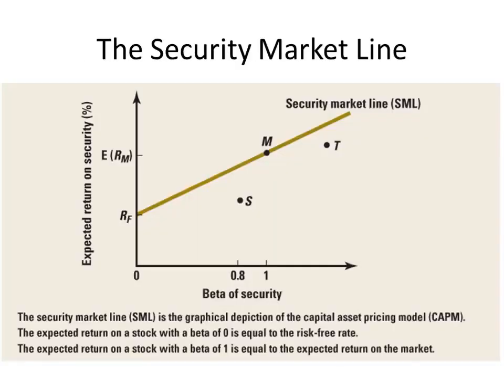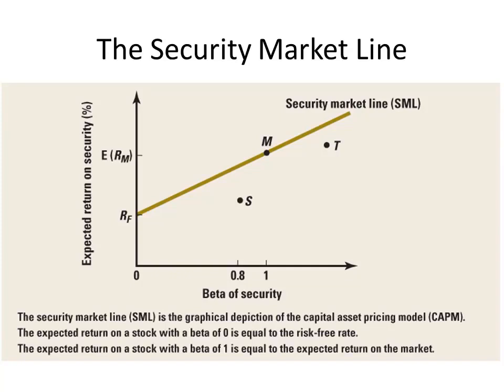Now that we know the measure of systematic risk is beta, we should be able to come up with some way to figure out what the required return on a security should be based on its beta. And that's what the security market line is all about. Now, the security market line comes from a theory called the capital asset pricing model. And so sometimes you may also hear this referred to as CAPM. But it's all the same thing, and you don't need to worry about them being two different things.